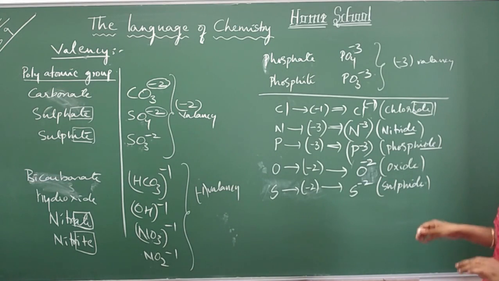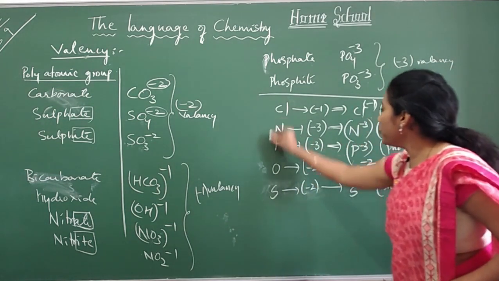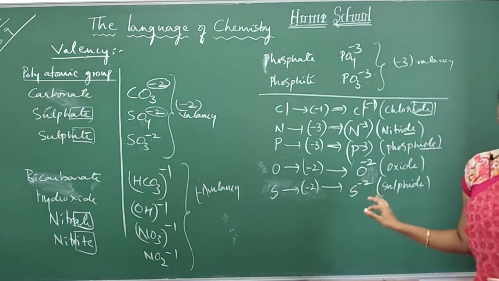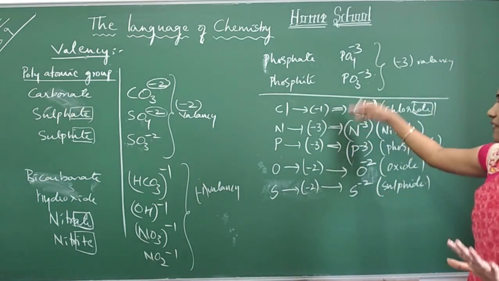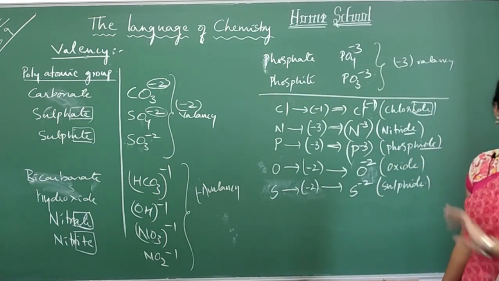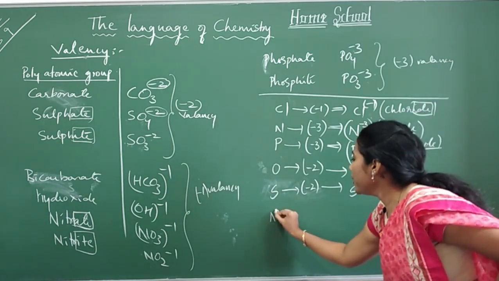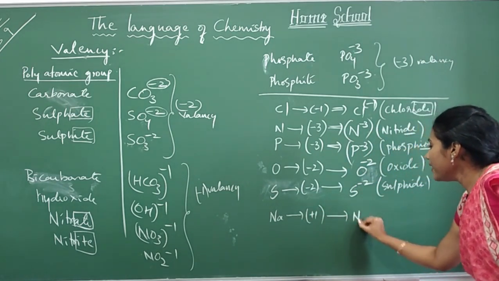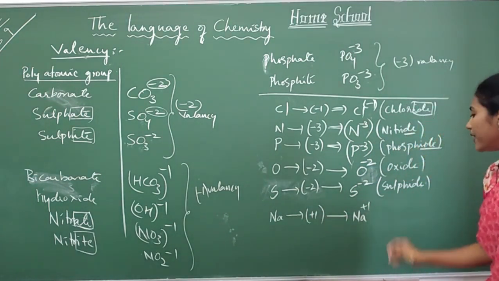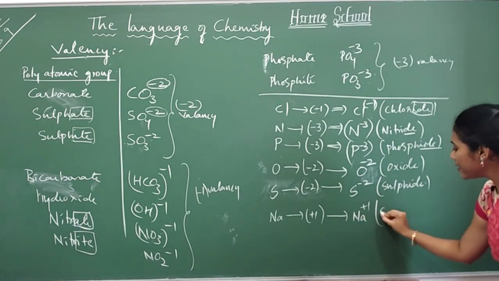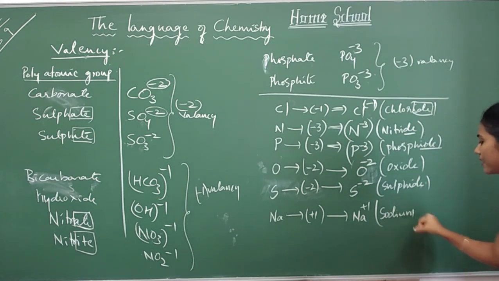Clear everybody? Only when the valency is negative does IDE come at the end of the name. If the valency is positive, there is no IDE, you just mention the name of the element. For example, sodium has a valency of plus 1. As a radical you write Na plus 1. You don't call it sodide. IDE will not come here. It is just written as sodium, the name of the element only.